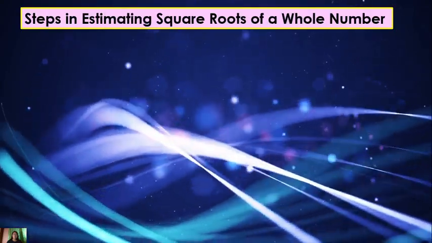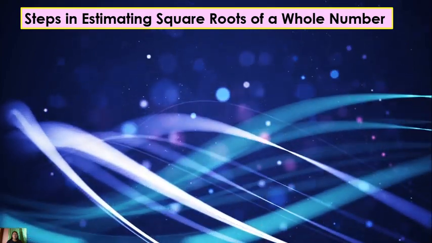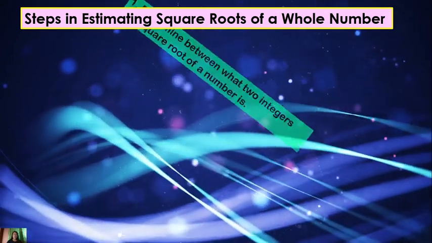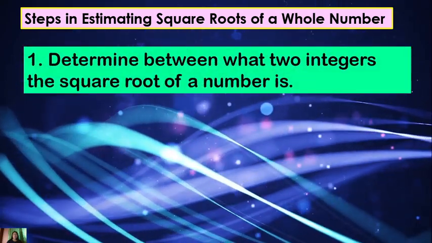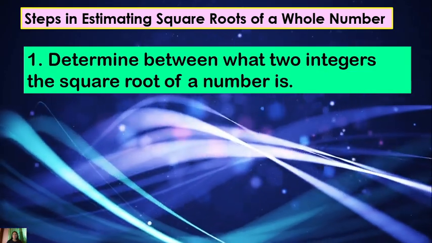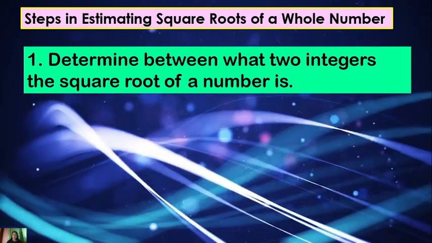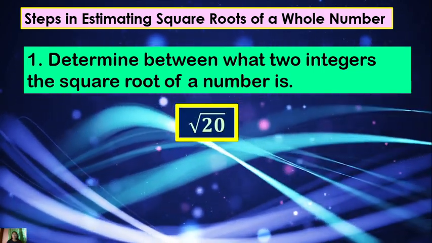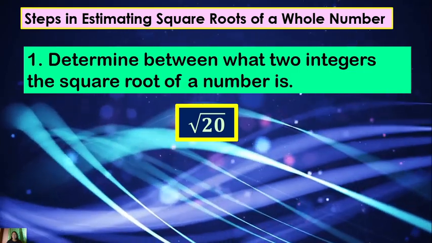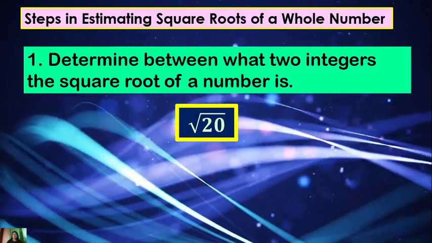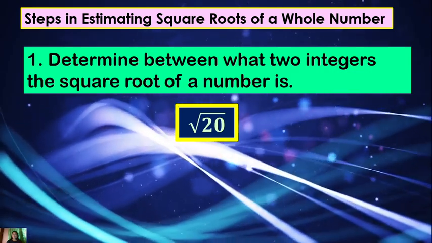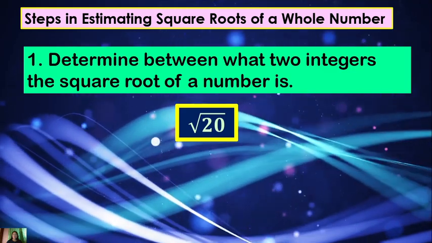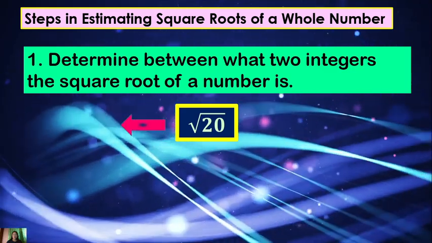So to begin with, let's have estimating square roots of a whole number, and we have the following steps to be followed. Number 1: determine between what two integers the square root of a number is. Okay, so let's have an example. Square root of 20 is an example of what? It is not a perfect square, right? 20 is not a perfect square, but it is in between two perfect squares.